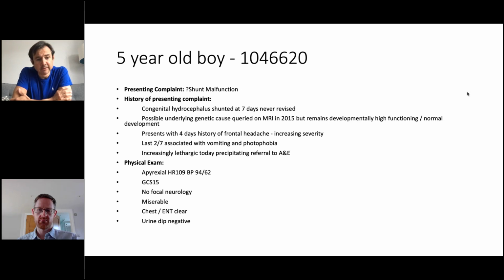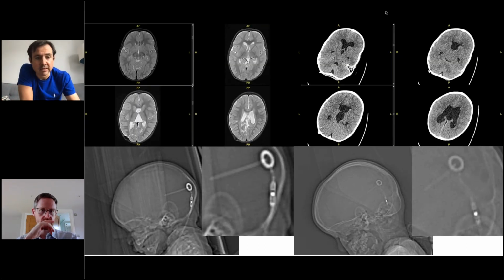Increasingly lethargic. Again, a classic shunt history of headache, photophobia, vomiting is what you see in this, and this increasing lethargy. Again, no real focal signs of note. Apyrexial, GCS 15, no focal neurology, and these are his scans. So this was his previous MRI in 2015, again, which noted the absence of the corpus callosum and some dysgenesis here. But anyway, moving on.